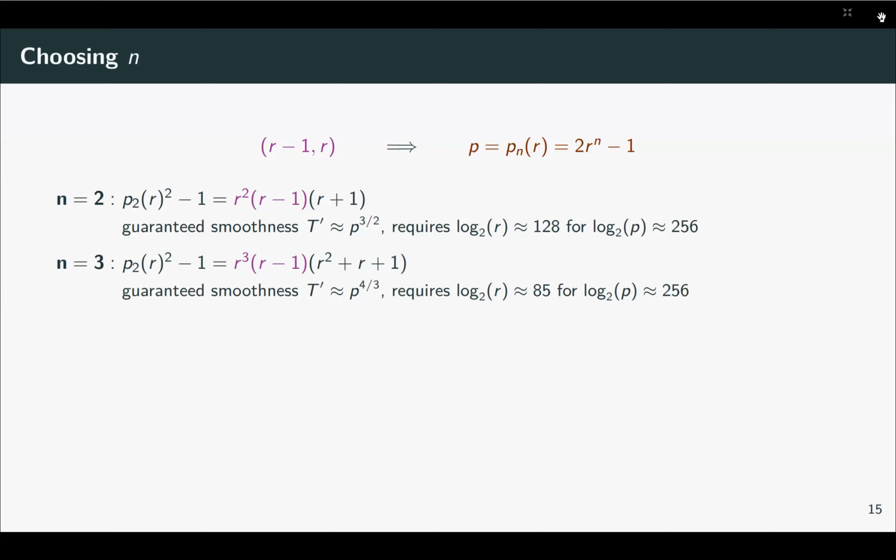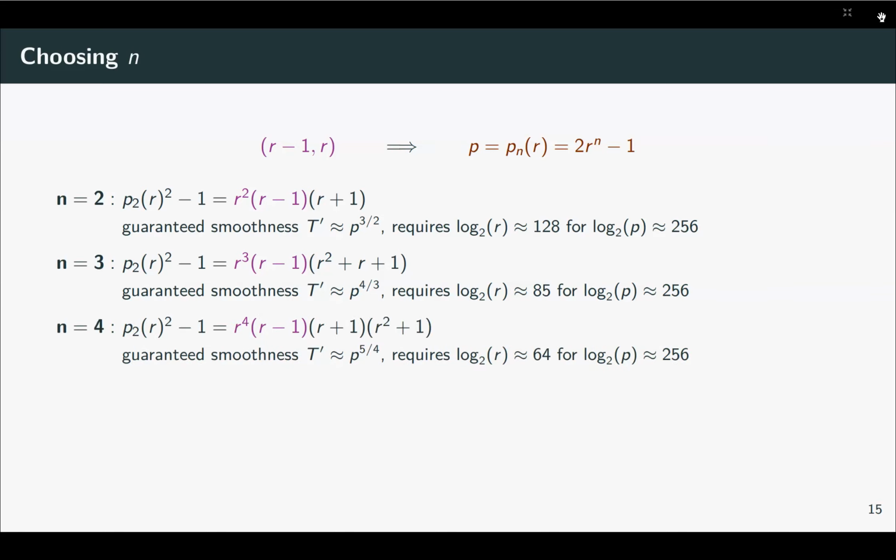N equals 3 is a little bit of a trade-off. We get a small amount of guaranteed smoothness, but now we only need to find 85 bits. And we have a little bit more of those, but we might hope so. For n equals 4, obviously we get something smaller, but we hope to find more 64-bit twins to evaluate and then find primes.